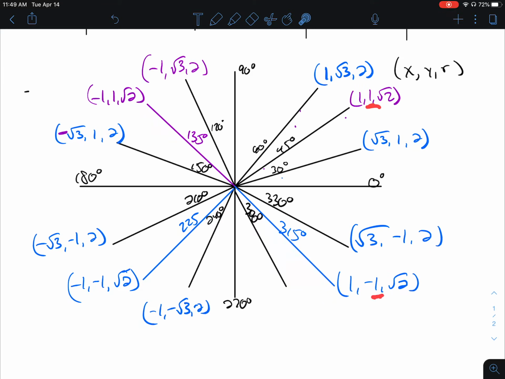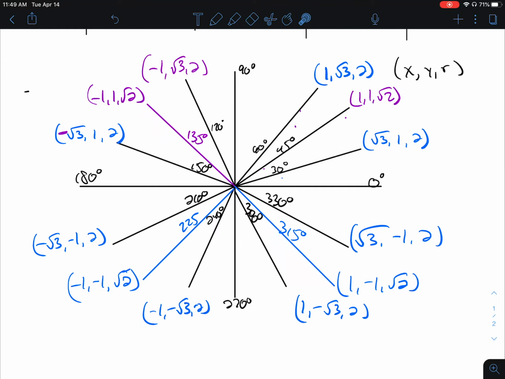But y has to be negative because we went down. 60 degrees has the same reference angle as 300 degrees. So it's this ordered triple, which is 1, negative square root of 3, 2. Y has to be negative in quadrant 4.